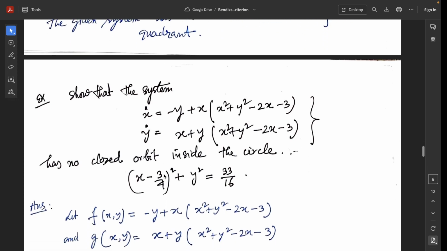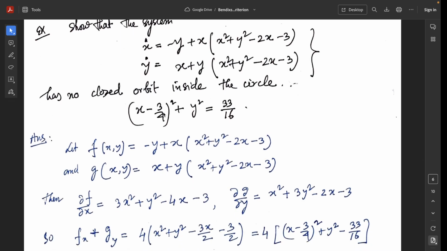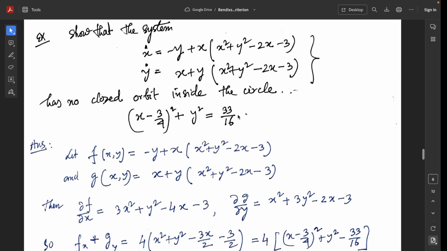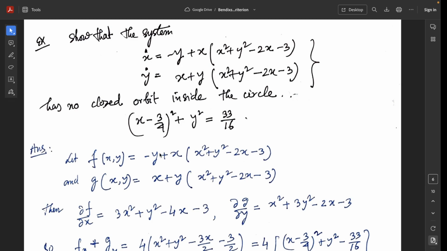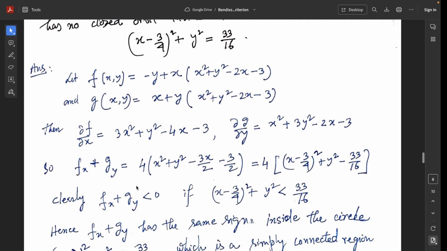Next example: show that the system x dot, dx/dt, equal to minus y plus x square plus y square minus 2x minus 3, y dot, that is dy/dt, equal to x plus y into x square plus y square minus 2x minus 3, has no closed orbit inside the circle (x minus 3/4) whole square plus y square equal to 33/16. Let f(x,y) equal this and g(x,y) equal this. Then del f/del x equals this, del g/del y equals this. Then del f/del x plus del g/del y equals this.